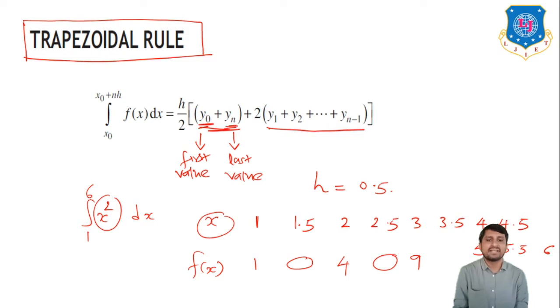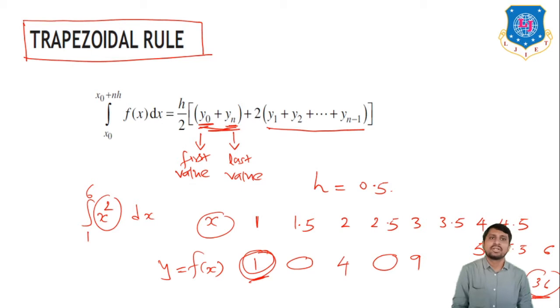In the formula you have to take y0 plus yn. y0 is the first value, where y is equal to f of x, which is 1, and yn is the square of 6, that is 36. So you have y0 plus yn, that is 1 plus 36. Then h is 0.5 by 2, plus 2 into all the values in between: 1.5 whole square, 2 whole square, and so on. Clear? Easy to understand.